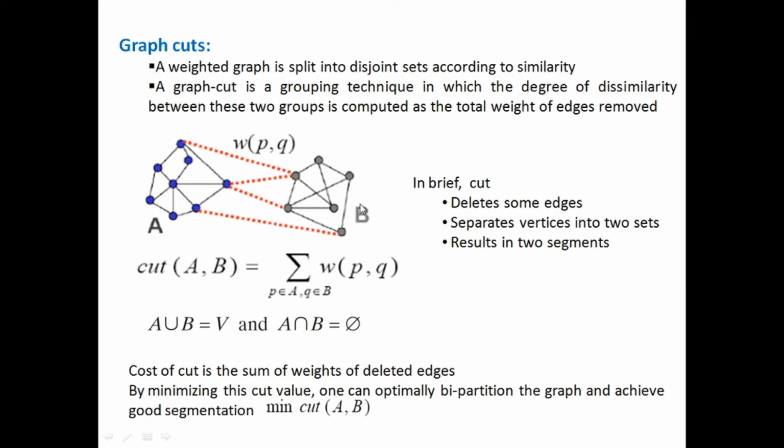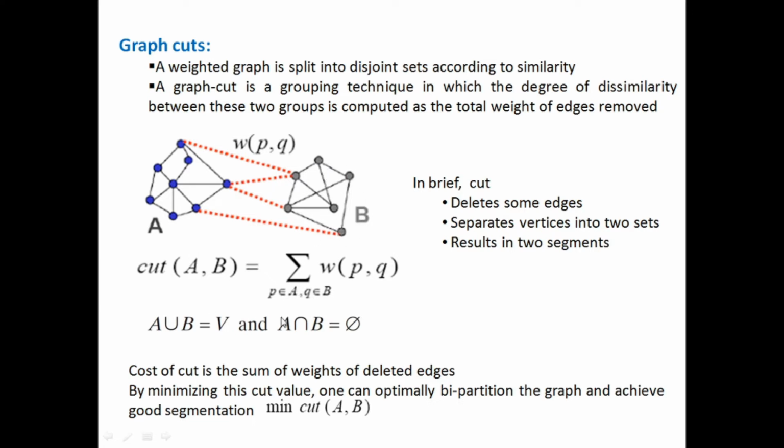Now consider the similarity among the nodes, because this has more similarity. So this forms a subset. And because these are all in ash color, this forms one group.